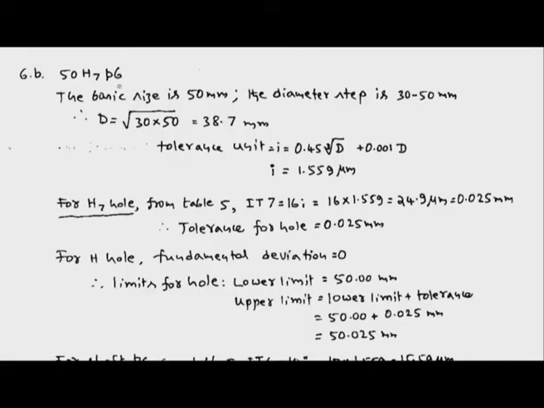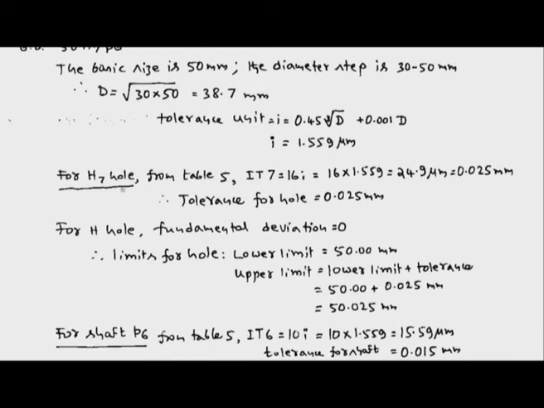Now we will move to the second problem, 50 H7 P6. The basic size is 50 millimeter, and this falls in the diameter step of 30 to 50 millimeter. So we can calculate the mean diameter, which will be equal to 38.7 millimeter, and then the tolerance unit we can calculate using this relationship. We have to feed the value of D, that is 38.7 millimeter, in this equation, then we get the tolerance unit equal to 1.559 micrometer.